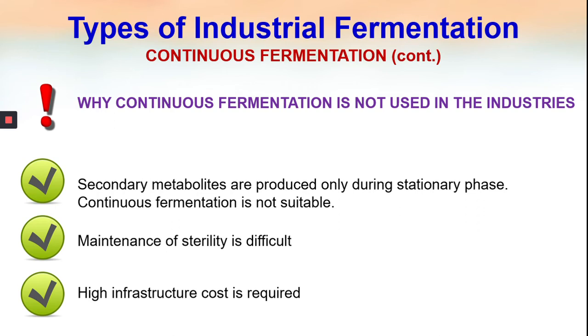Okay, why are industries not keen to use continuous fermentation compared to batch fermentation? The first reason is that continuous fermentation is only meant for primary metabolites. Secondary metabolites are produced only during the stationary phase. Continuous fermentation is not suitable if you want a secondary metabolite. It's only meant for primary metabolites.